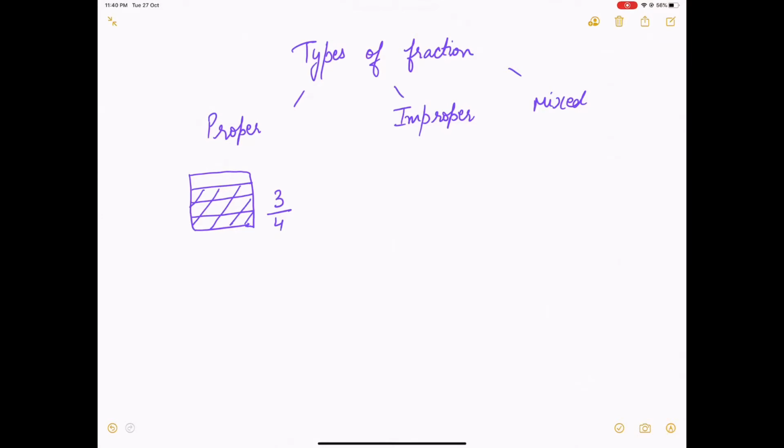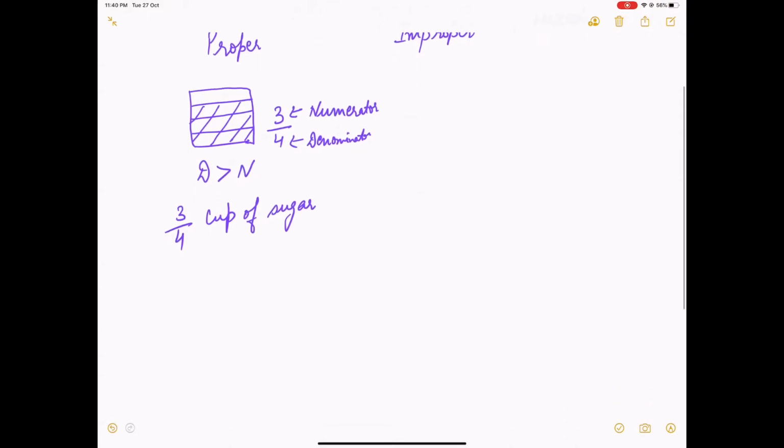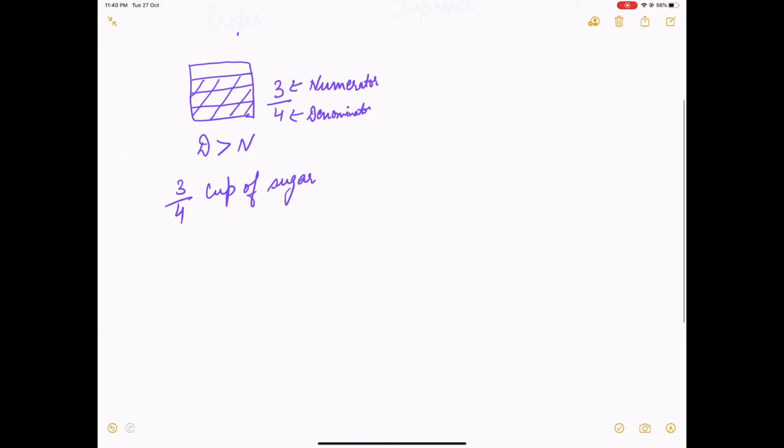So here 4 in the denominator tells me in how many parts a whole is divided, and number 3 tells me how many parts are consumed. So 3 is my numerator and 4 is the denominator. When my denominator is greater than the numerator, it is a proper fraction. So if I say 3/4 cup of sugar, that means from a cup which is full of sugar, I am taking 3 parts.